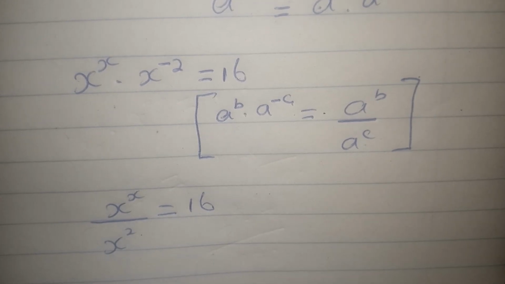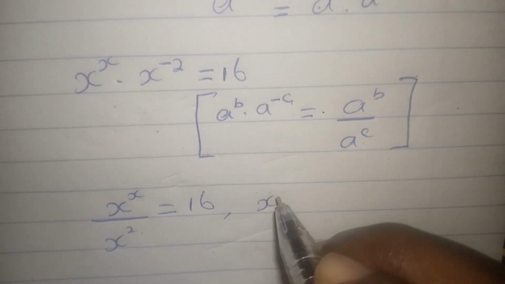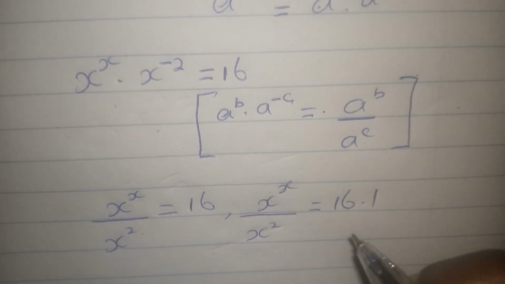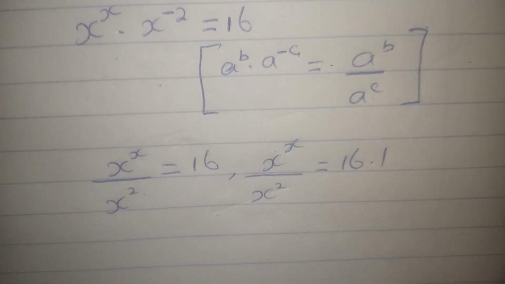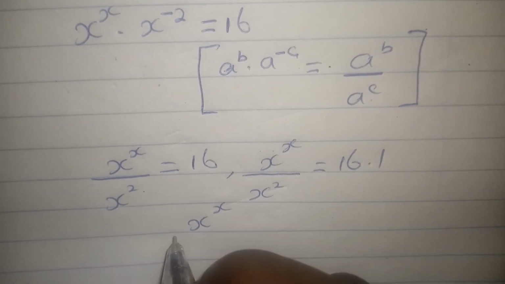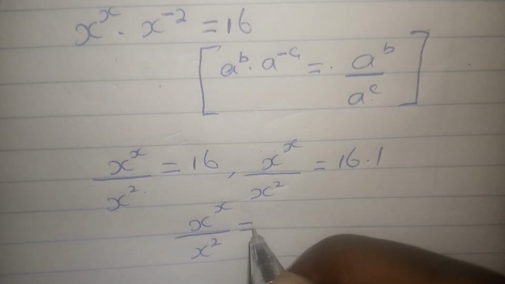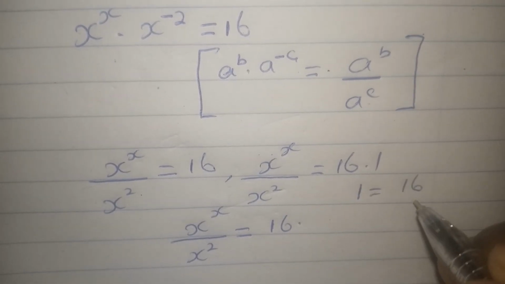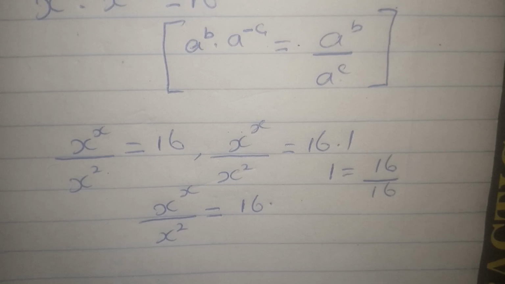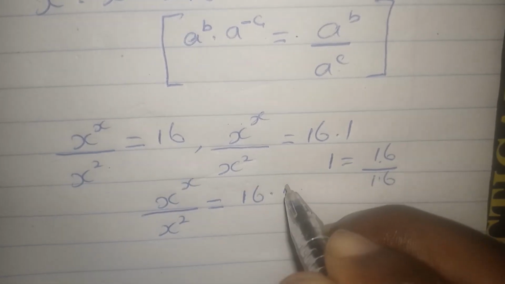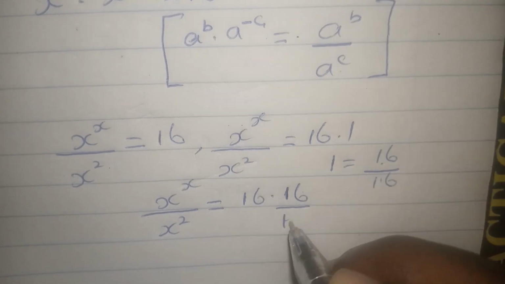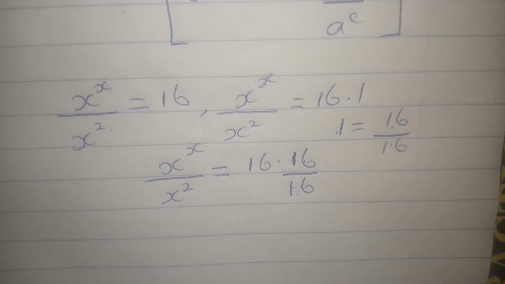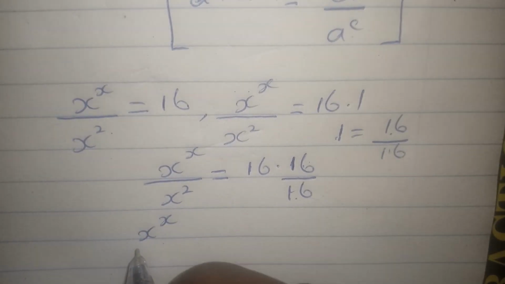Okay, from here we can simply write x to the power of x over x squared is equal to 16 times 1. So 16 times 1 still remains our 16. Okay, so we have x to the power of x over x squared is equal to 16 times, remember your 1, you can see our 1 is also equal to 16 divided by 16. So we put it here, 16 times 16 divided by 16 rather. So 16 divided by 16 is going to give us this one.